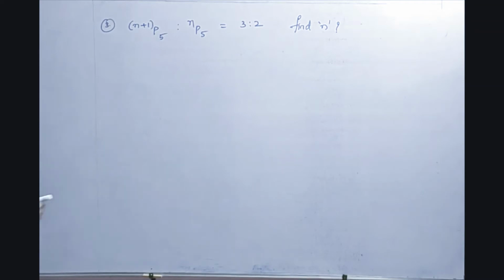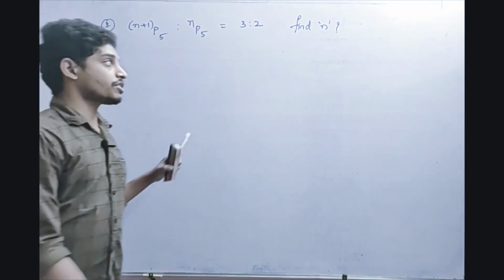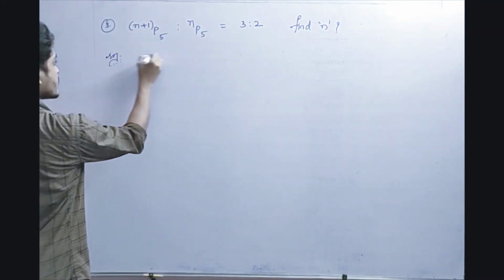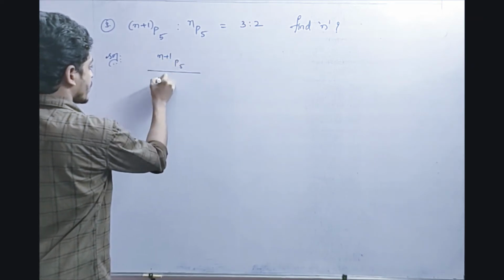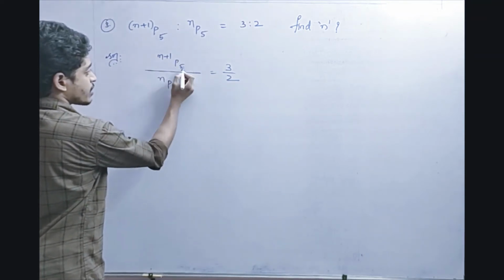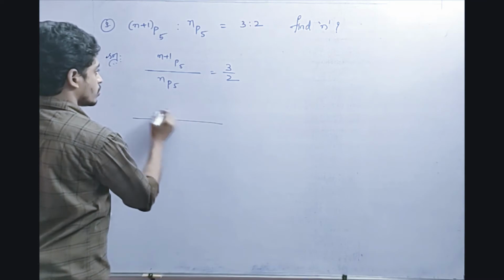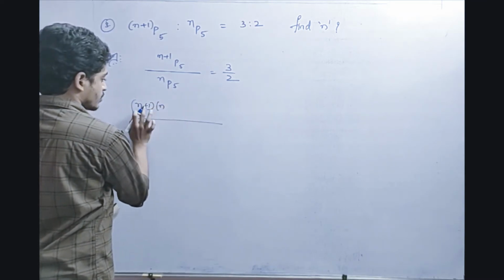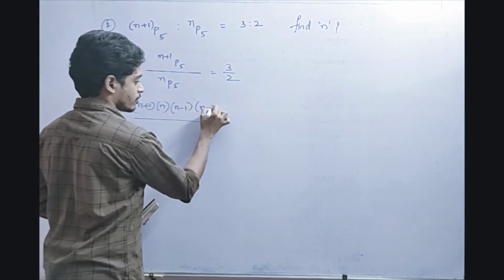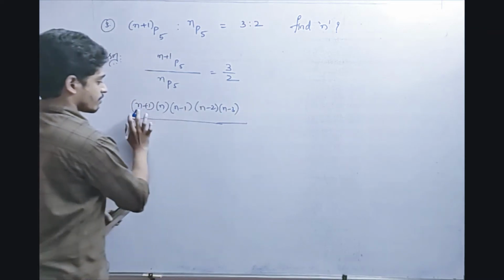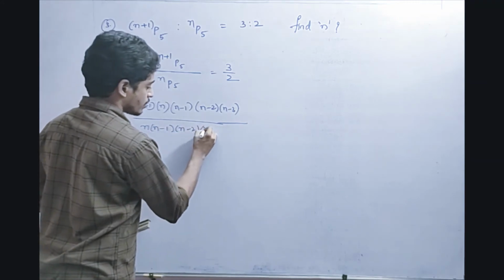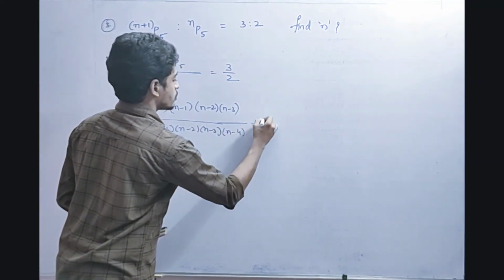Okay. Next question here. (n plus 1)P5 is to nP5 equals 3 is to 2. Find the n value. So it is given in the ratio, and I have to find the n value. See friends, how can I write this? (n plus 1)P5 whole divided by nP5 equals 3 by 2. Am I right? So how can I write this? n plus 1 is reduced until 5 terms; here n is reduced until 5 terms. So n plus 1 is the first term, next one is reduced by 1, which is n plus 1 minus 1, that is n. Next one n minus 1, 3 came, 4 and this is 5, right? 5 terms came from reducing n from n plus 1. Here also n into n minus 1 into n minus 2 into n minus 3 into n minus 4 equals to 3 by 2. Am I right?